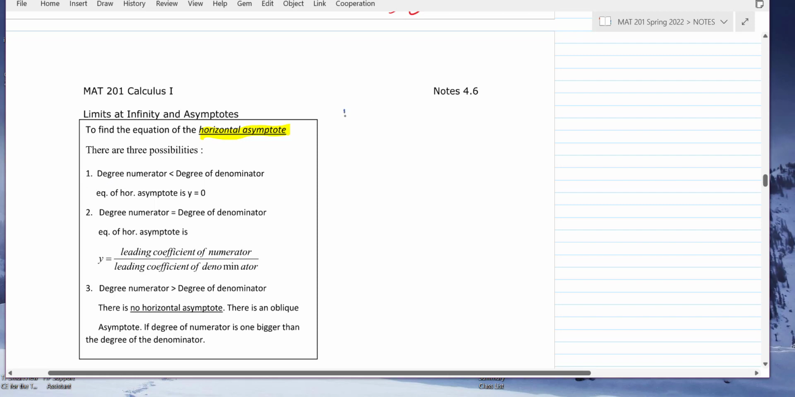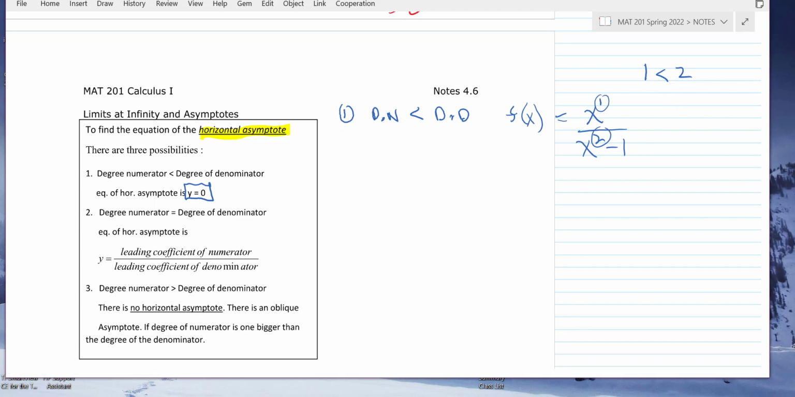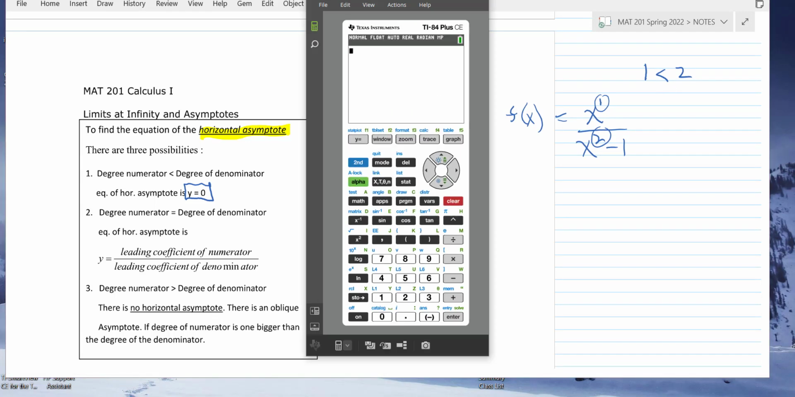So the very first rule, number one, we have the degree of the numerator. I'm going to abbreviate that. Degree of numerator is less than degree of denominator. And what happens is you get y equals 0 as a horizontal asymptote. So let me just randomly make up an example of that. If you had f of x equals x over x squared minus 1, well, the degree is the highest exponent. So the numerator has a degree of 1, the denominator has a degree of 2, so we're going to find that you have a horizontal asymptote at y equals 0.